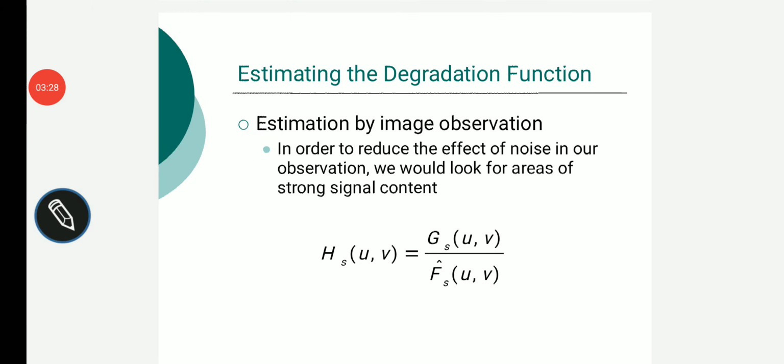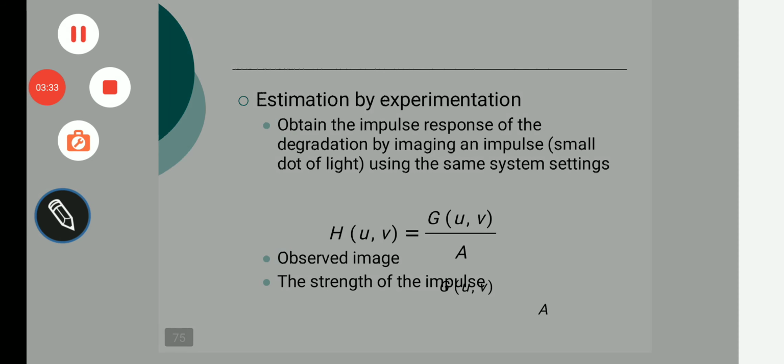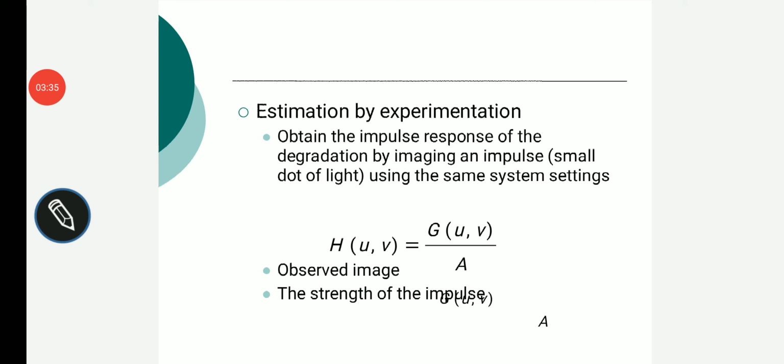Now let us see the estimation by experimentation. If equipment similar to the equipment used to acquire the degraded image is available, then it is possible in principle to obtain an accurate estimate of the degradation. Images similar to the degraded images can be acquired with various system settings until they are degraded as closely as possible to the image which we want to restore.